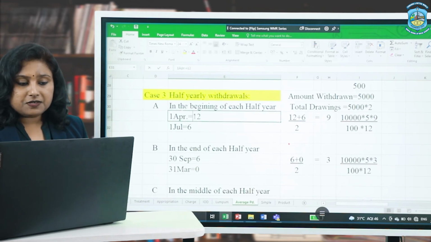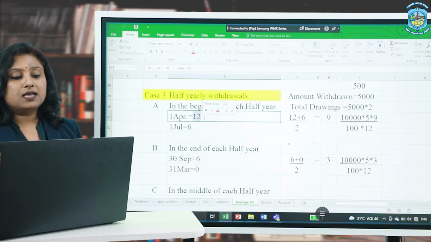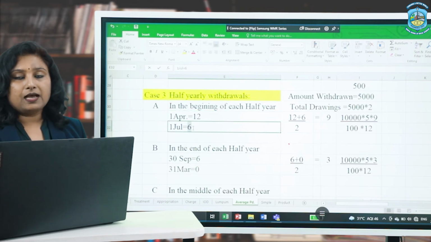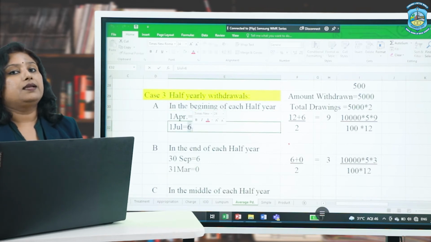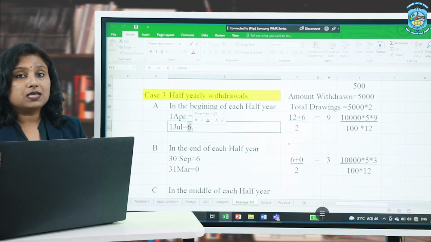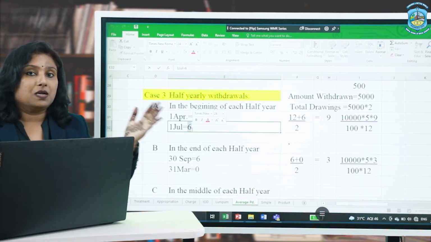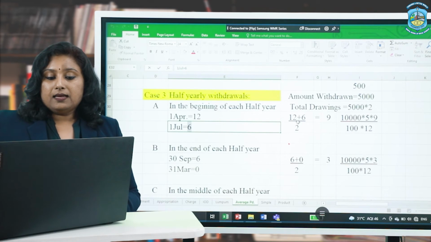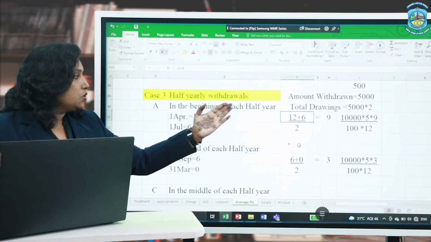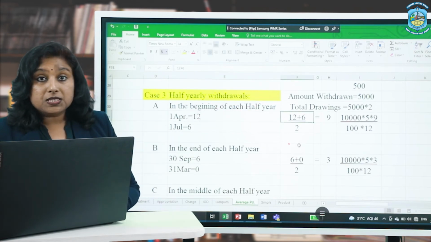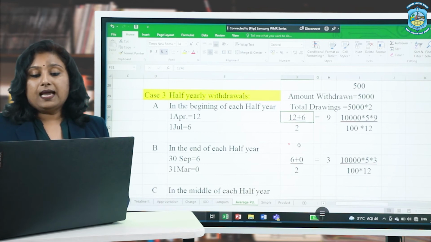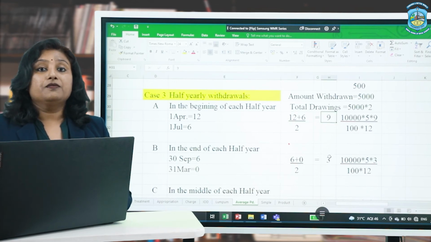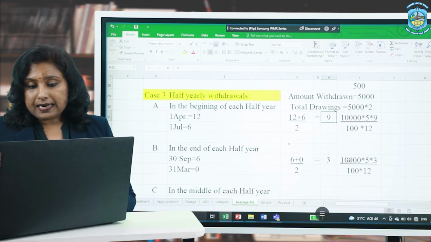So months left after the first half year is 12 months. Months left after the last half year, that is the second half of the year, is 6 months, if he withdraws in the beginning of each 6 months. So the sum of these two is 12 plus 6 divided by 2, which is 18 divided by 2, giving us the average period of 9. So quickly let us calculate it.